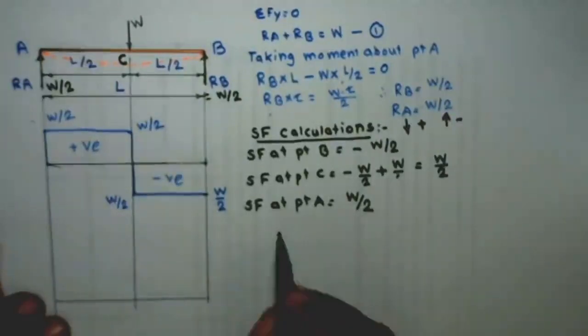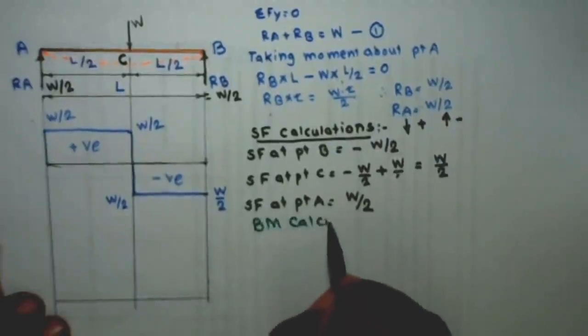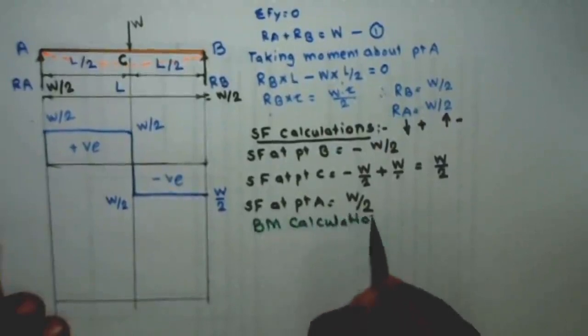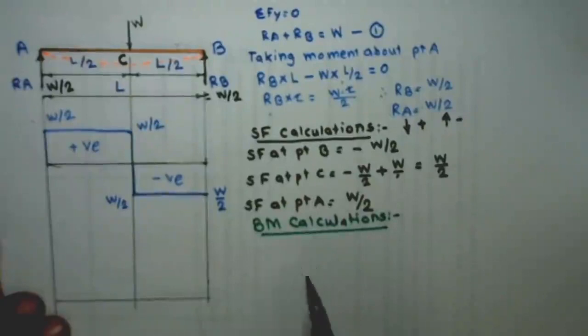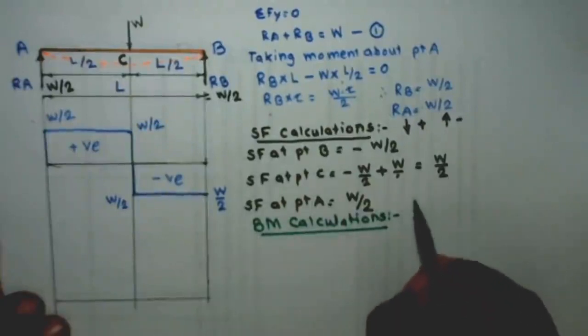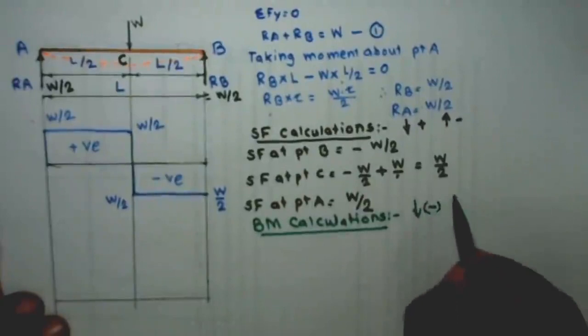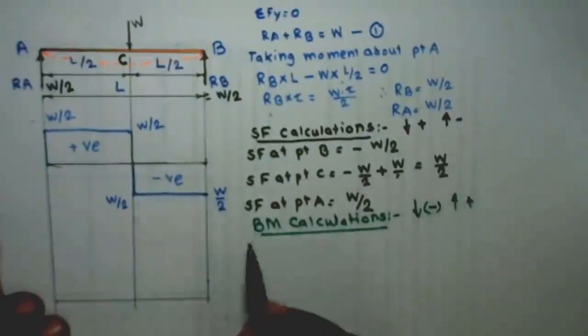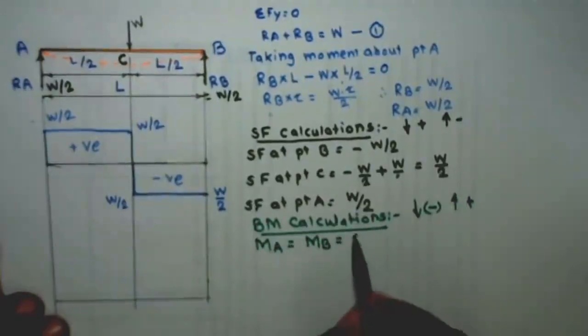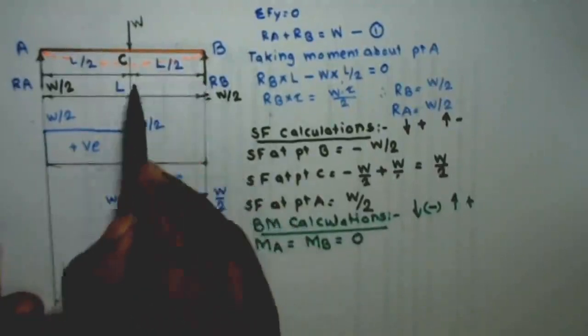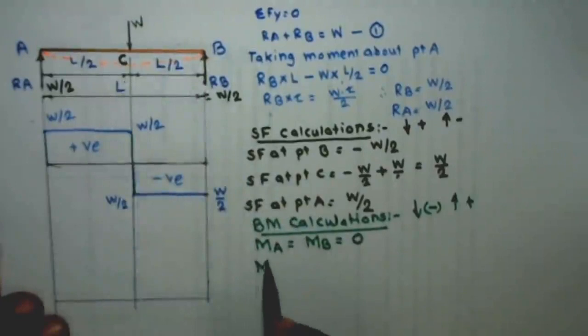Now next, bending moment calculations. In this simply supported beam, remember always that at the end supports, the bending moment is always 0, and the sign convention is downward force negative, upward force positive. According to this, A and B are the end supports, so the bending moment at point A and at point B will be 0. Now we are going from right to left. Next point, the bending moment at point C.